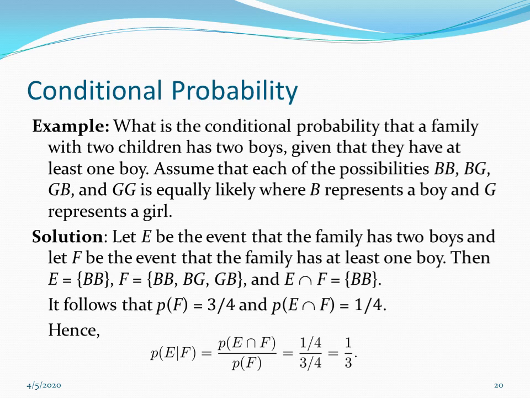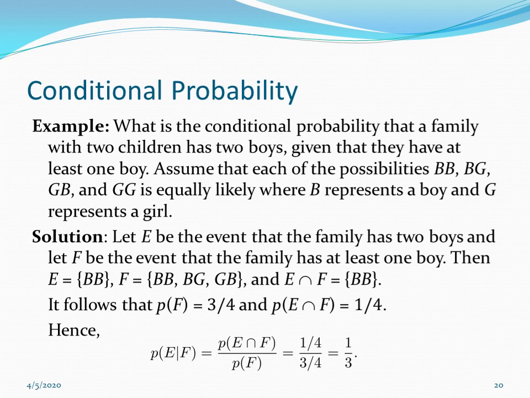Let's start by defining our events. E is the event that the family has 2 boys. F is the event that the family has at least 1 boy. We want to calculate the probability of E given F. E, the event that the family has 2 boys, has only 1 outcome, which is BB. The event that the family has at least 1 boy has 3 outcomes: BB, BG, or GB. The intersection of E and F is just the outcome BB. Now the probability of F: there are 3 outcomes in F, so the probability of F is 3/4. The intersection has only 1 outcome, so its probability is 1/4.